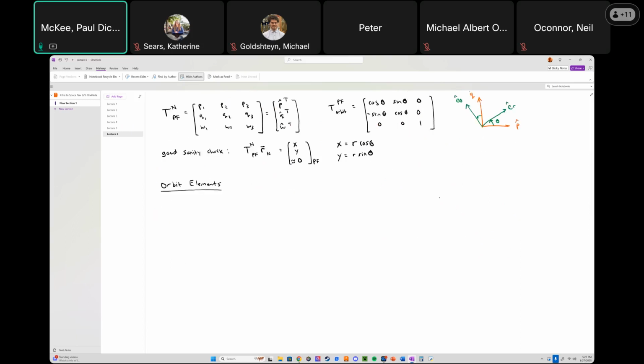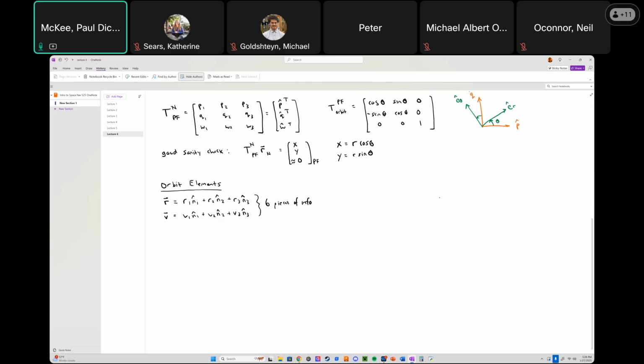We're going to assume your position is some R1 in the N1 direction, some R2 in the N2 direction, and some R3 in the N3 direction. And you've also got your velocity, which is V1 in the N1 direction, V2 in the N2 direction, and V3 in the N3 direction. This is 6 pieces of information. You could think of it as X, Y, Z, X dot, Y dot, Z dot.